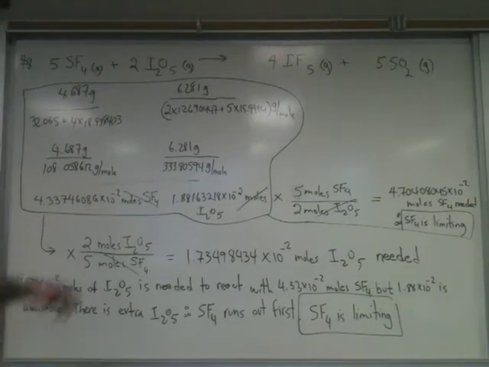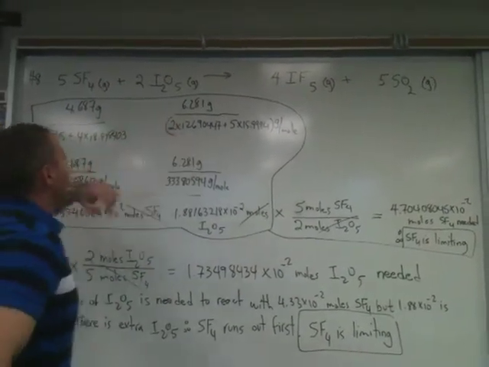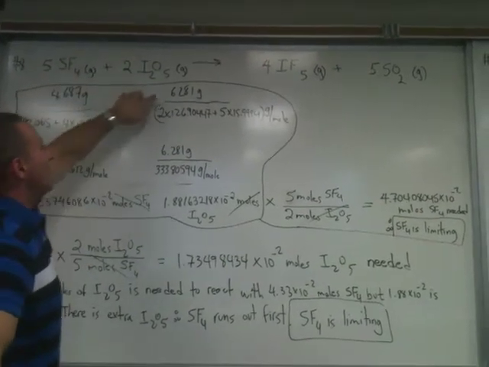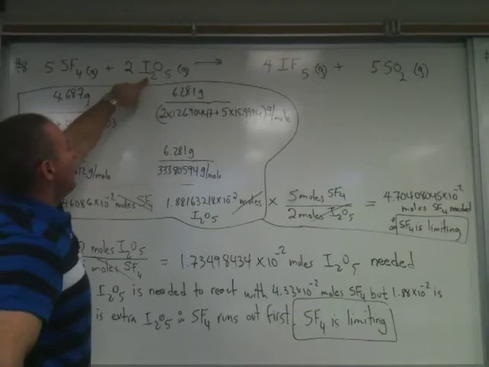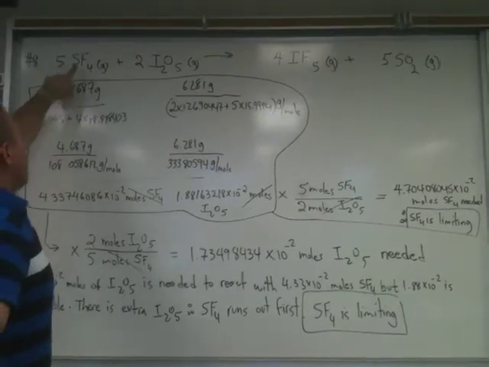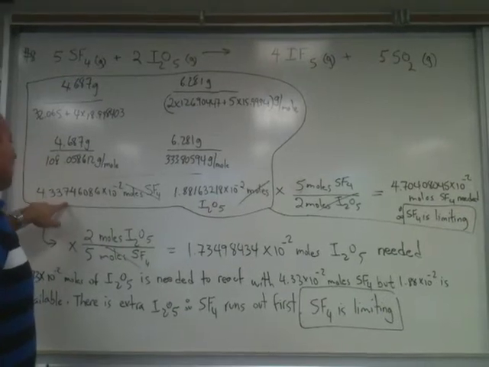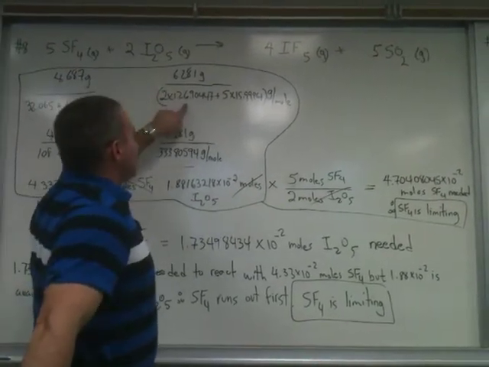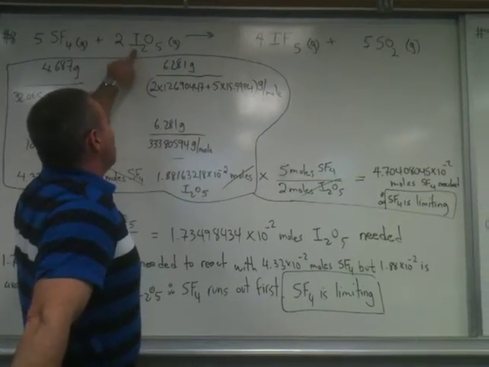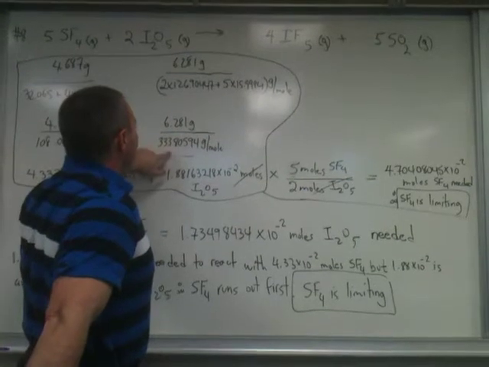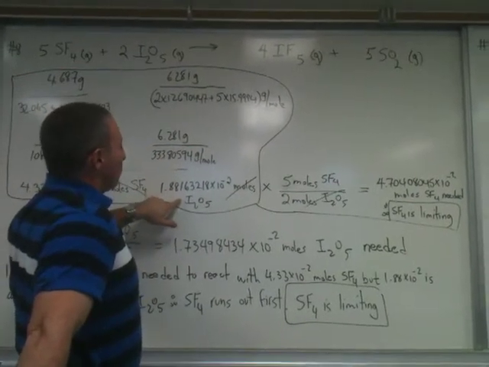The first step is to take the amounts that we're given. We're given 4.687 grams of SF4 and 6.281 grams of I2O5. So we divide by the molar mass of this molecule to find that it has that many moles of SF4. And we divide this one by its molar mass: 2 times iodine's molar mass and 5 times oxygen's molar mass, to find the molar mass of I2O5.